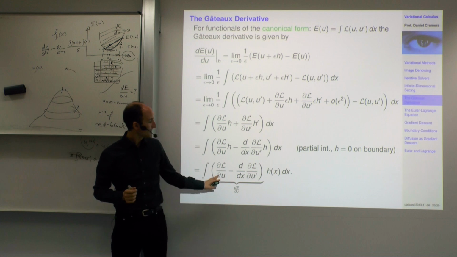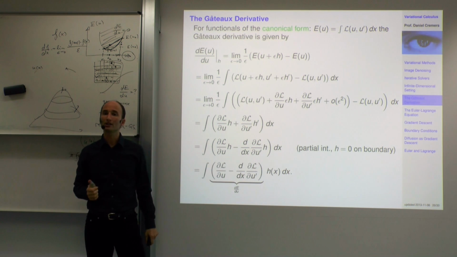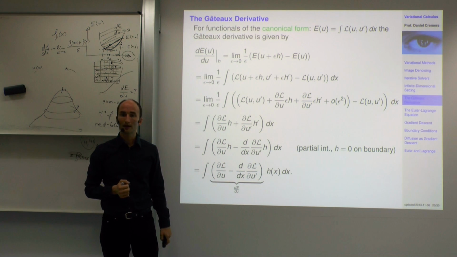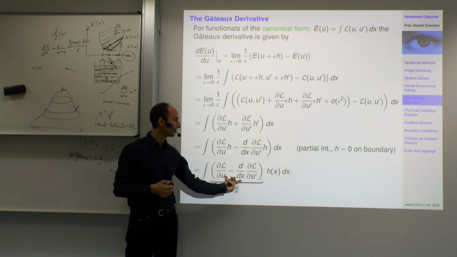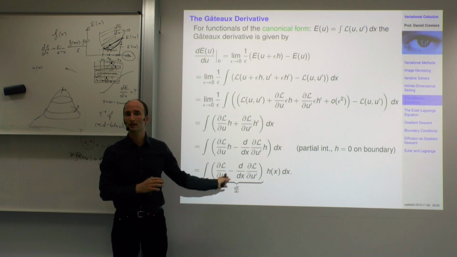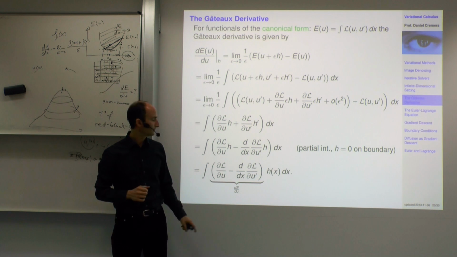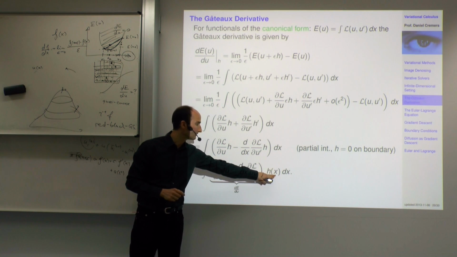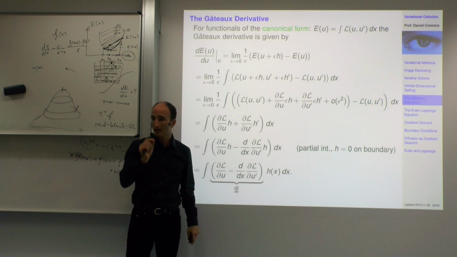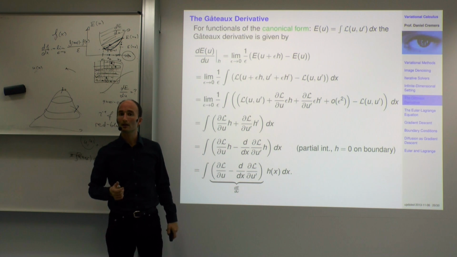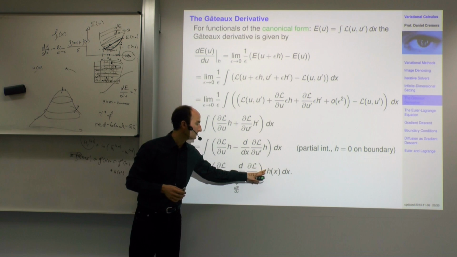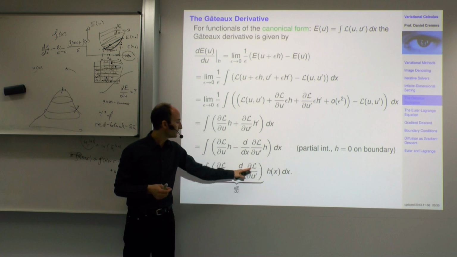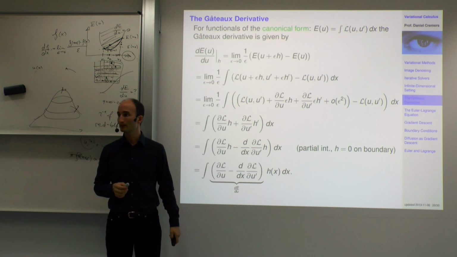And now the idea is this expression is 0 for any h if and only if the term in the brackets is 0. Otherwise, if this term is not exactly 0, then I can always find some h such that this is non-zero. If this has a value epsilon at some location x, then I just take a delta function that is located at that point, and it will give me the epsilon. So then it's not going to be 0. So you can clearly see if you take just delta functions for h located in different places, this term must be 0, otherwise you don't get 0.